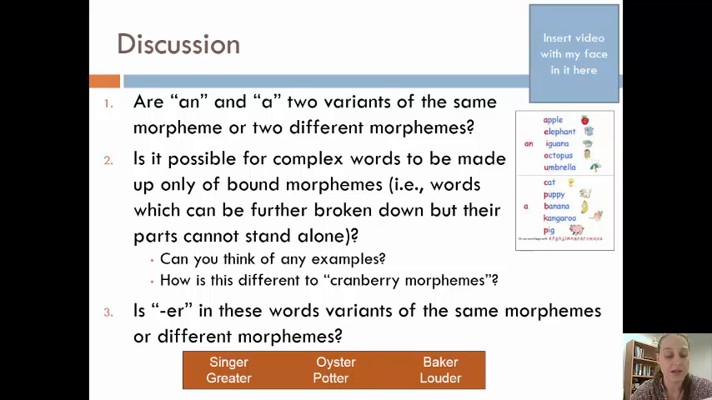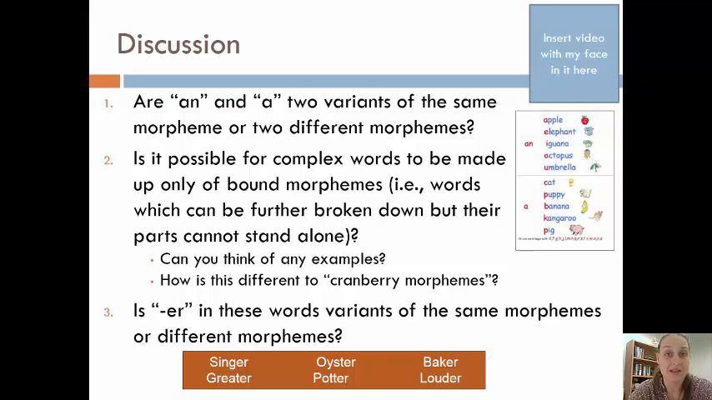Okay, so let's go over it. There are actually three different types of morphemes that are represented here. Singer and baker and potter fall into the same category because that er is a morpheme that tells us the person who is doing the action, singing or baking or making pots.